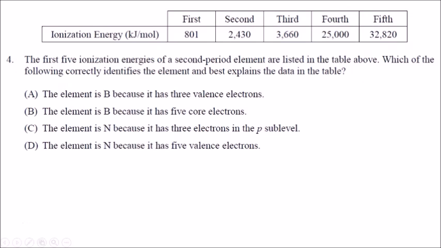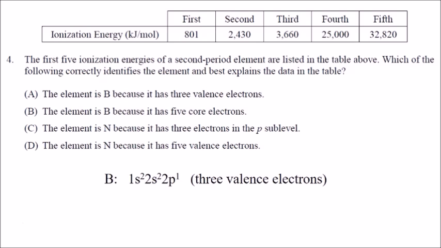In number 4, we are presented with successive ionization energy values, so first, second, third, fourth, and fifth, for an element in the second period. So we know the answer is either boron or nitrogen.